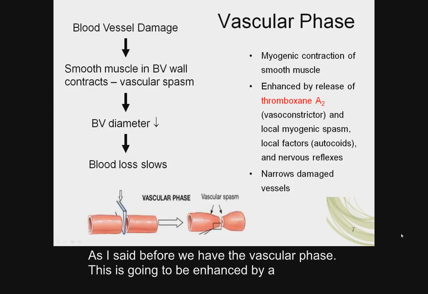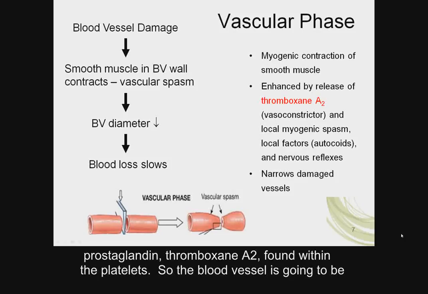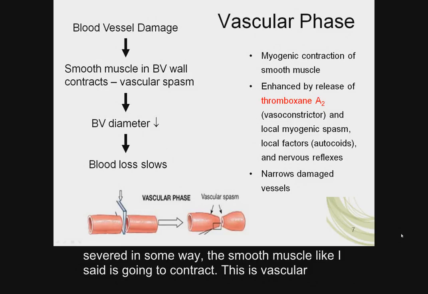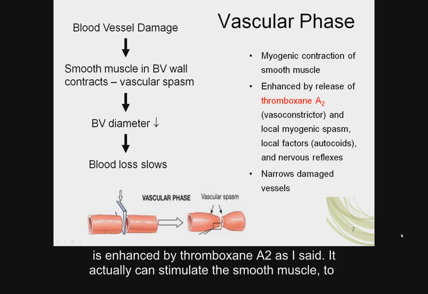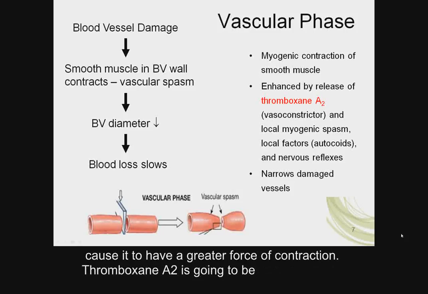As I said before, we have the vascular phase. This is going to be enhanced by a prostaglandin, thromboxane A2, found within the platelets. So the blood vessel is going to be severed in some way. The smooth muscle, like I said, is going to contract. This is vascular spasm. This is going to reduce the blood vessel diameter, and this will slow blood loss. This is enhanced by thromboxane A2, as I said. It actually can stimulate the smooth muscle to cause it to have a greater force of contraction.